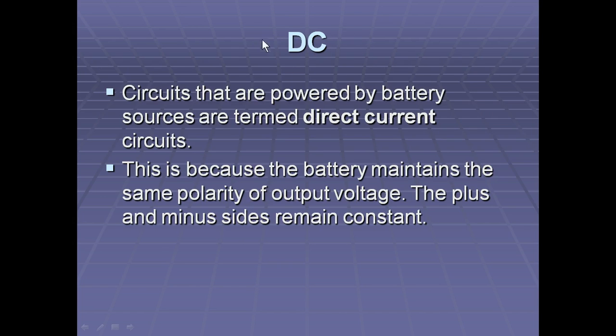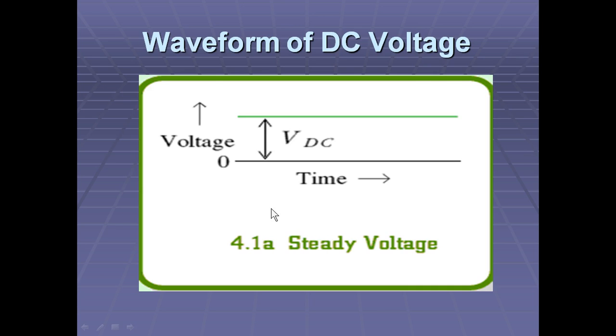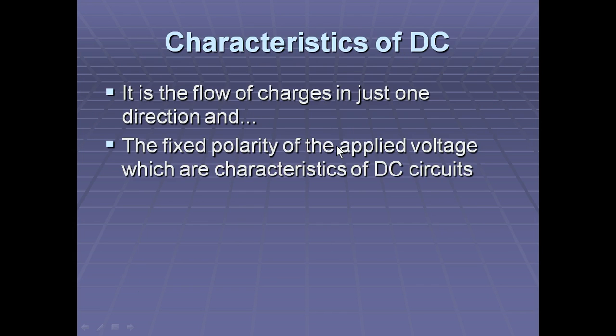And when we talk about DC, that is direct current, circuits that are powered by battery sources are termed direct current circuits, DC. This is because the battery maintains the same polarity of output voltage, thus plus and minus sides remain always constant, like this. So this is a steady voltage, and this is the waveform of DC voltage, always steady. Voltage versus time, always steady. This is always a steady voltage, VDC.